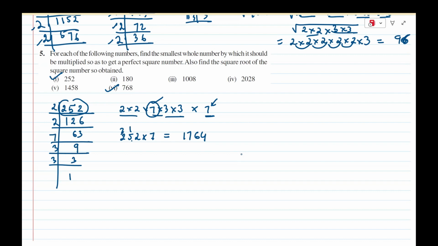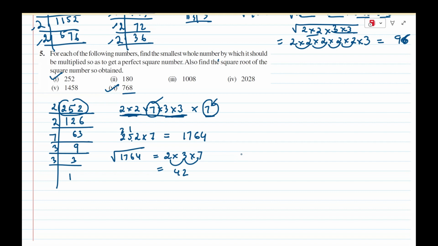Now, it's also asked to find the square root of the number obtained. So for the square root of the number obtained, you need not do the prime factorization again because you already have it. 252's prime factorization is this much and I'm multiplying it by 7. So what will it be? Out of 2s, I'm taking 1. Here, 3's pair, 1, and this. So 2 3s are 6, 6 7s are 42. So the square root of the number so obtained is 42.